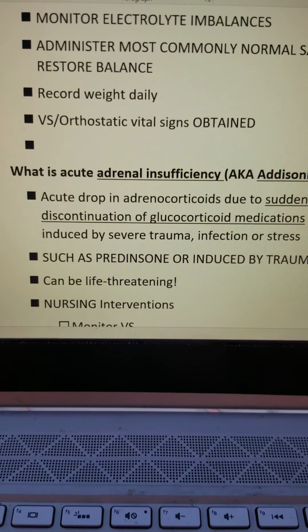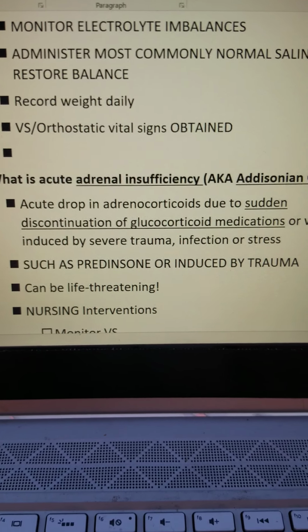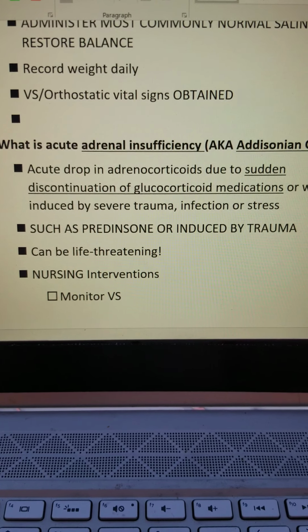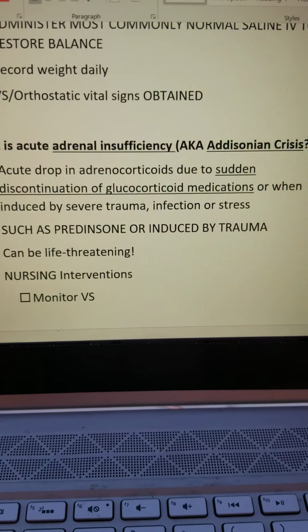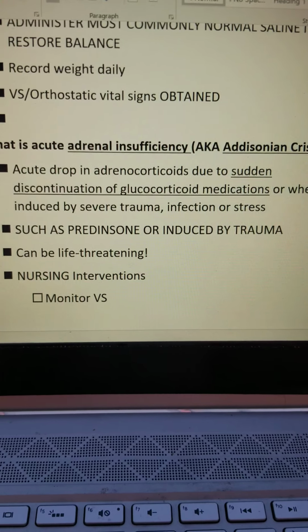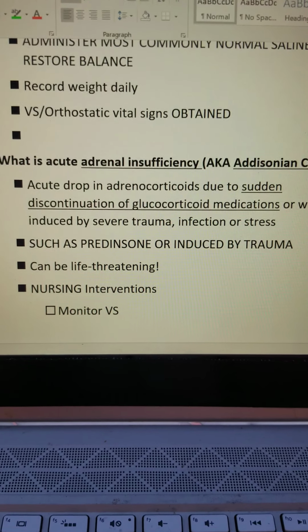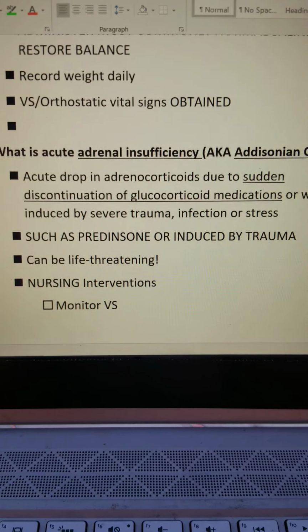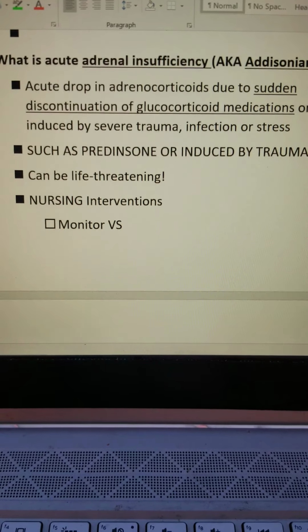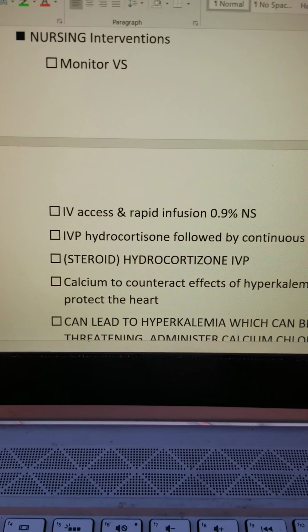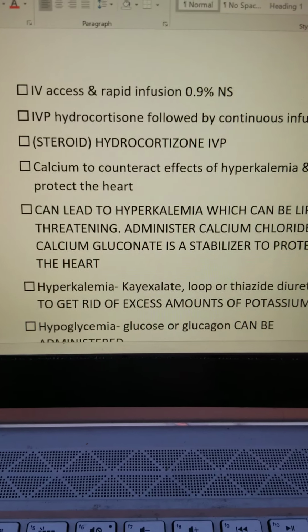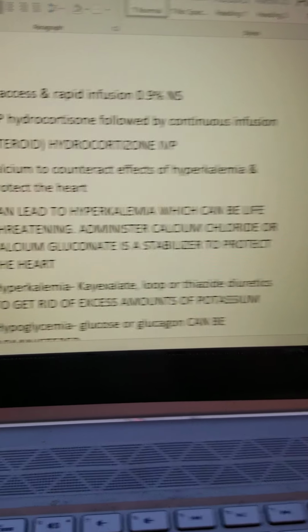What is acute adrenal insufficiency, aka Addisonian crisis? This would be an acute drop in adrenocorticoids due to a sudden discontinuation of glucocorticoid medications such as prednisone, or when induced by severe trauma, infection, or stress, and can be life-threatening. Nursing interventions are monitor vital signs, IV access and rapid infusion of normal saline, IV push hydrocortisone, followed by continuous infusion.